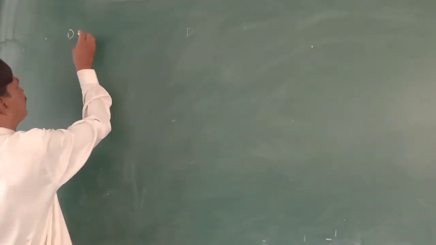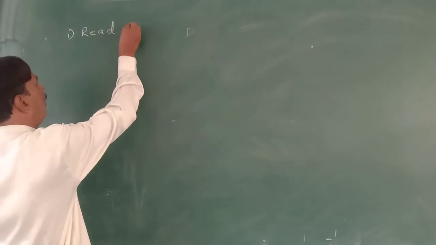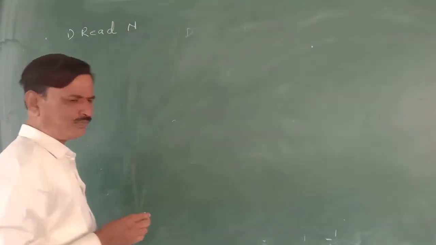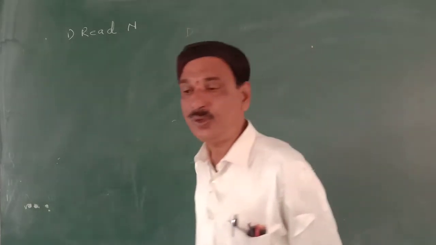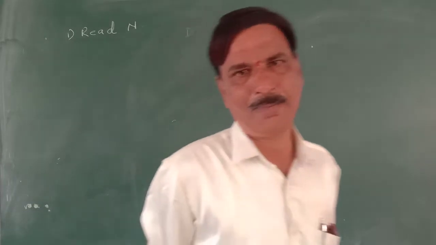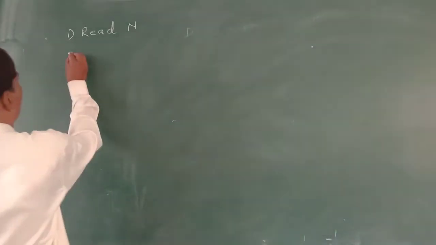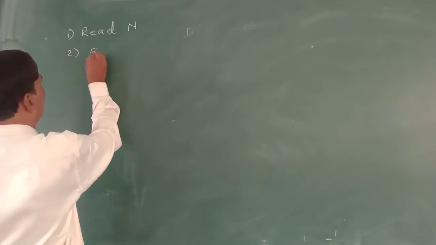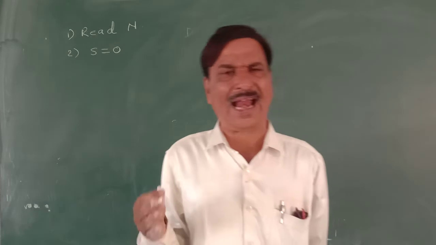So, design steps. First, we have to give read m. Why this instruction should be given? Because unless until we give the instruction, computer is not going to accept the number. So, first instruction will be given read m. Second, s is equal to 0. The variable s is declared and initialized to 0.